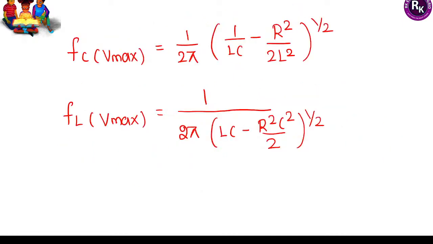Next, the question: in a series RLC circuit, find the frequency offered by the circuit when the voltage across the capacitor becomes maximum. This is the formula. And this is the frequency offered by the circuit when the voltage across the inductor becomes maximum. And this is the frequency when the voltage across the capacitor becomes maximum. First one is for the capacitor, second one is for the inductor.